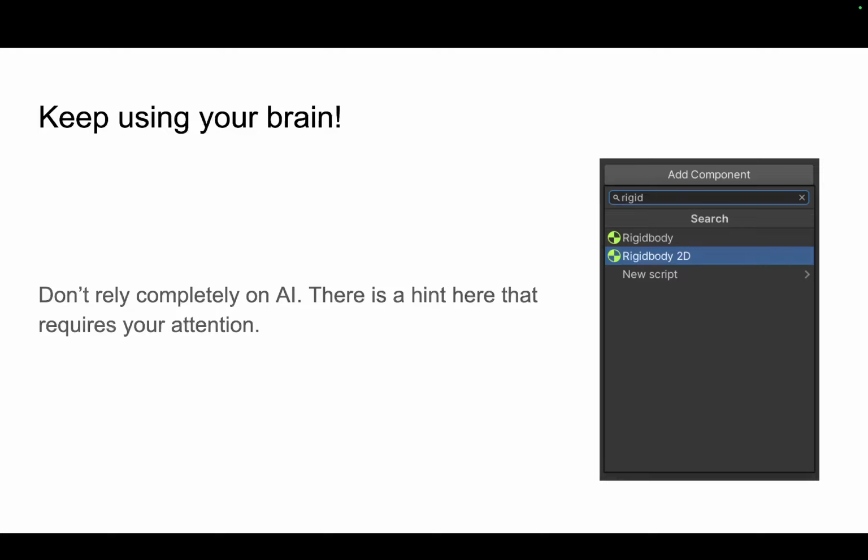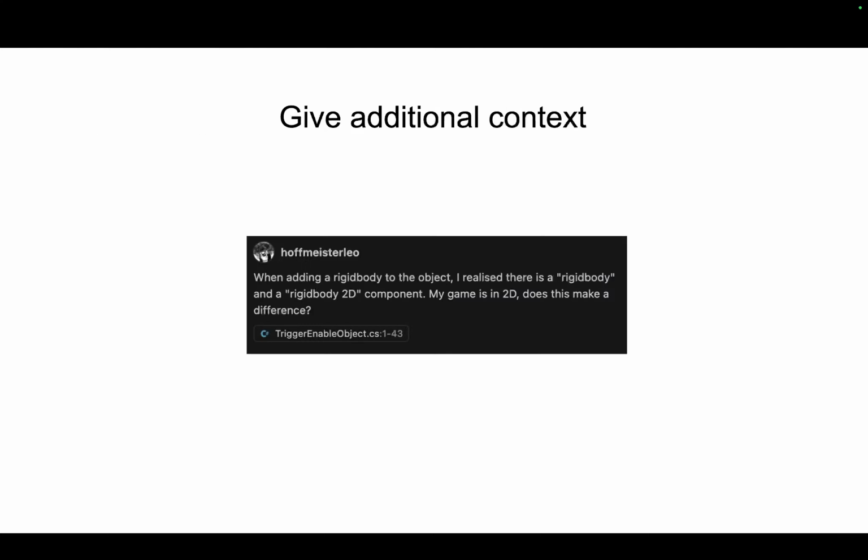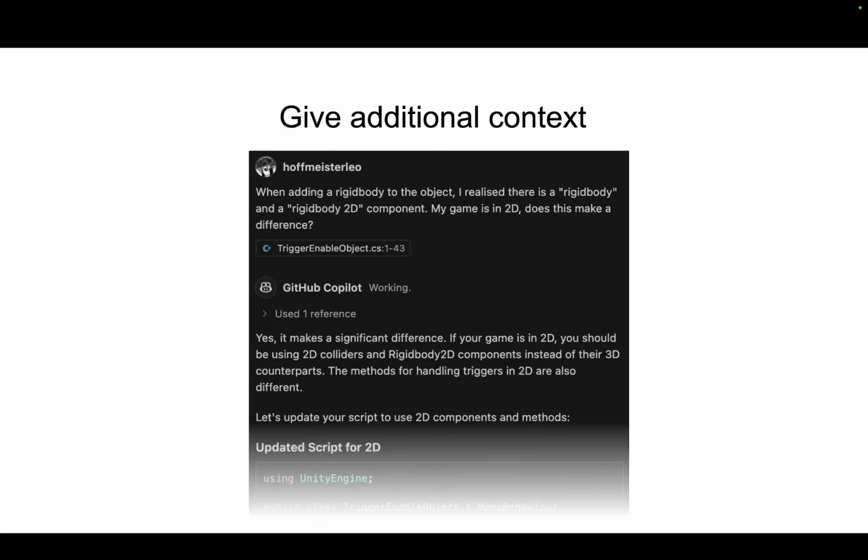So now I'm not exactly sure, like, should I just be using Rigidbody? Should I be using Rigidbody 2D? Like, what's happening? I have a 2D game, after all. So I don't know the answer to your question. I ask Copilot: "When adding a rigid body component to the object, I realized there's a Rigidbody and a Rigidbody 2D component. My game is in 2D. Does this make a difference?" And Copilot goes, "Yeah, it makes a significant difference actually. If your game is in 2D, you should be using 2D colliders and Rigidbody 2D components instead of their 3D counterparts. The methods for handling triggers in 2D are also different. Let's update your script to use 2D components and methods."